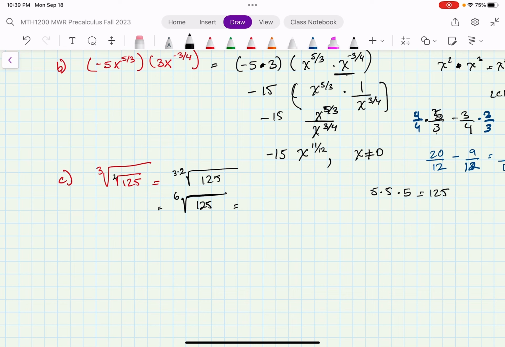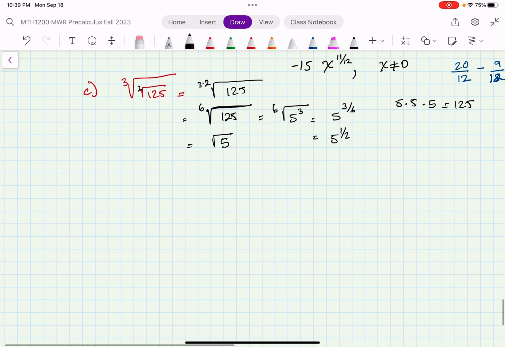Because I can write this as the 6th root of 5 cubed. So if I rewrite this in exponential form, I have 5 to the 3 over 6, which is the same thing as 5 to the 1/2. So I'm saying that the 6th root of 125 is the same thing as the square root of 5. So I simplified it a little bit.